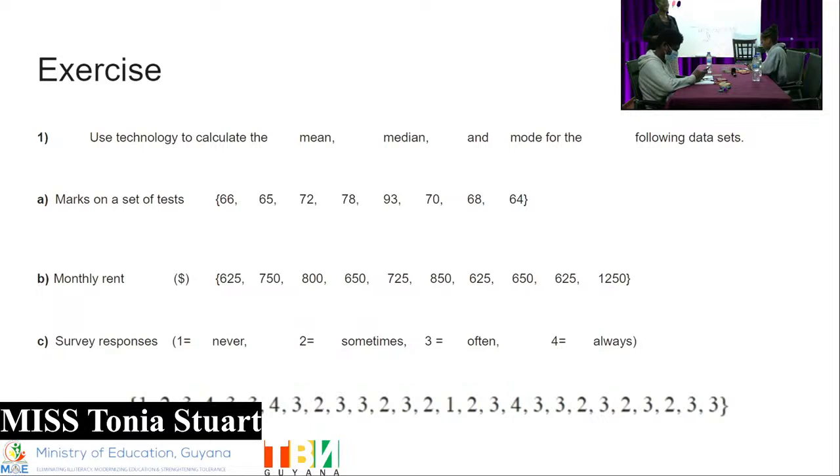Total. I lost you. 72. 72. Alright, are you afraid to say what you got? 72. Okay, sir. Sum up 72. How many numbers? Count it. See how many numbers in all.